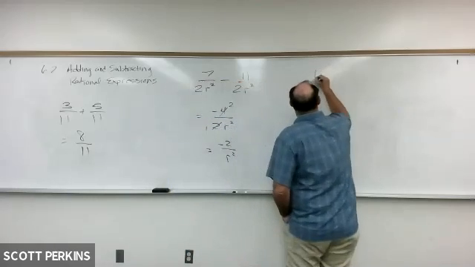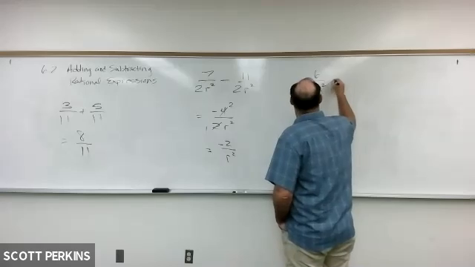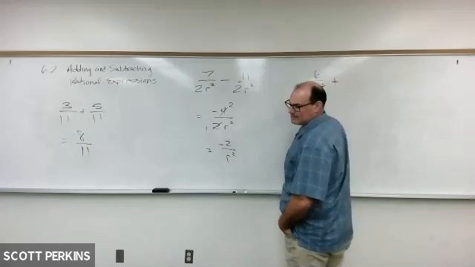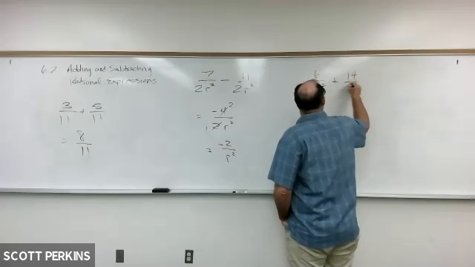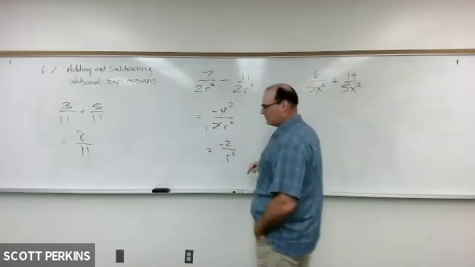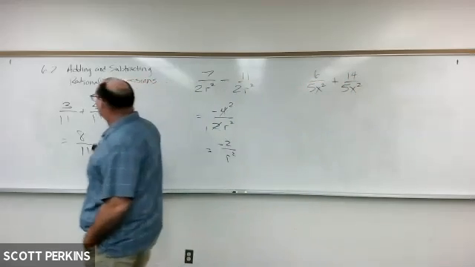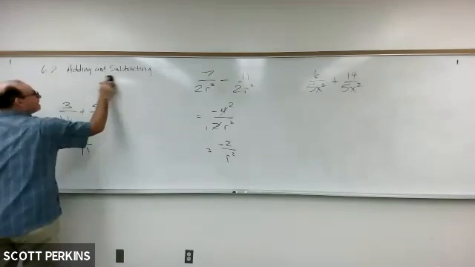This one's for you. 6 over 5x squared plus 14 over 5x squared. Go ahead and add those two, and if you can, simplify the result.